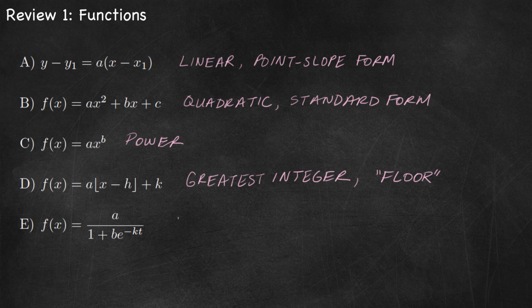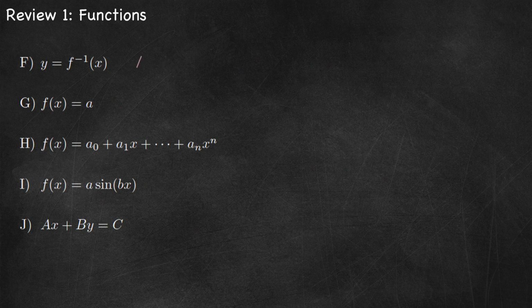Equation E, you may not have encountered this one before. This is called a logistic function. Logistic functions are good for modeling population growth in a situation where you have some kind of carrying capacity for your population. Equation F is an inverse function. Equation G is a constant function. A constant function is a special type of linear function. It's also a special kind of polynomial function. Equation H is our polynomial in standard form.